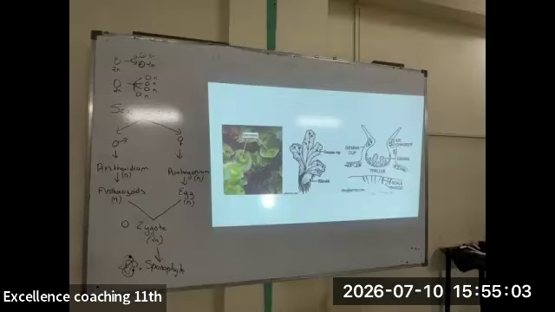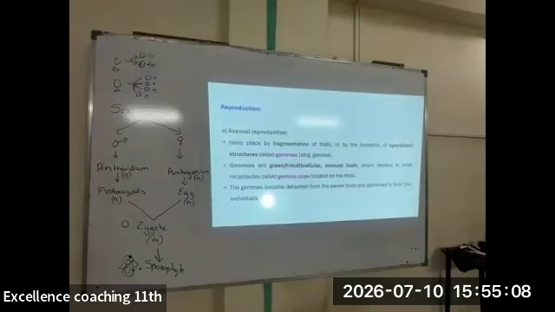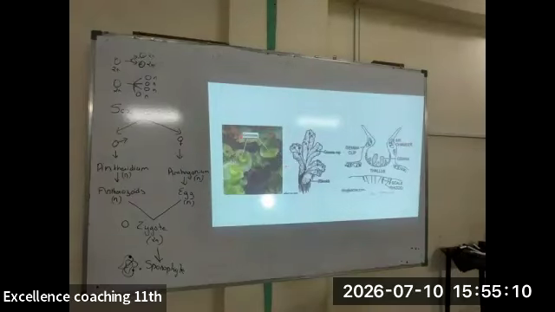Small complex reproductive structure called gemma or gemmae. So this gemma is present in one cup-like structure, which we call gemma cups. So this is the body of Marchantia. On that body, there will be some cup-like structure, which is called gemma cups. Inside the cups, there will be gemmae.